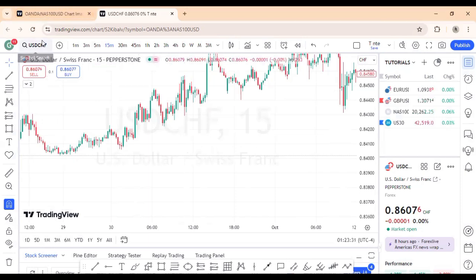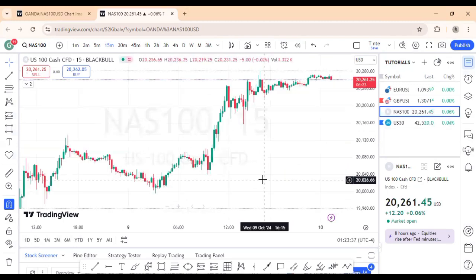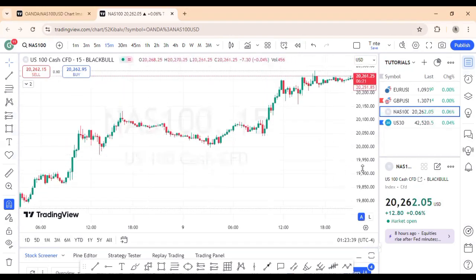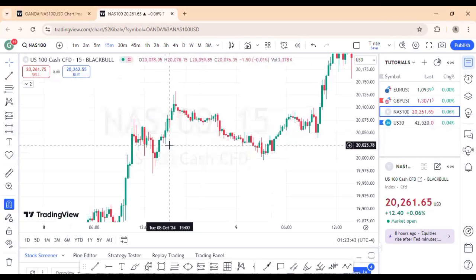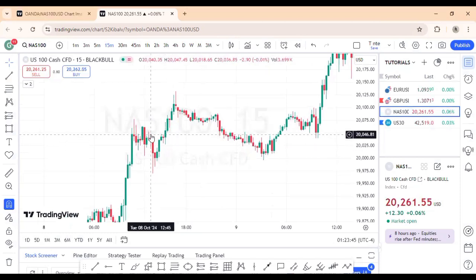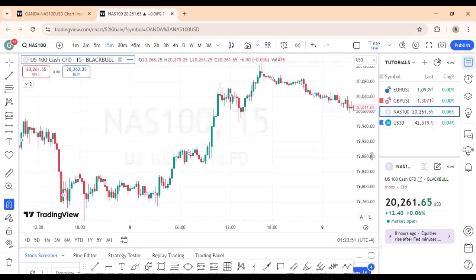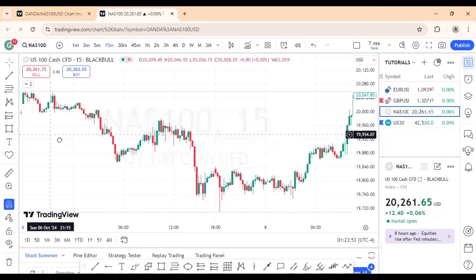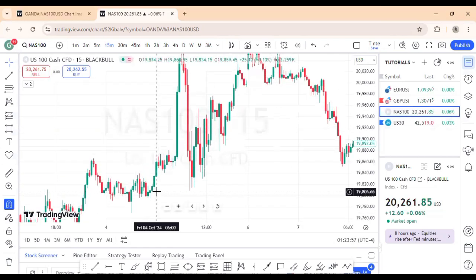Let's check another pair. Let's check the Nasdaq. I think that's been bullish too. Okay, yeah, it has been bullish. So this is it. All right, so you can see how these things play out. They always play out, right? I'm trying to get bullish examples. Right, I've seen one here. So you can see this example here.